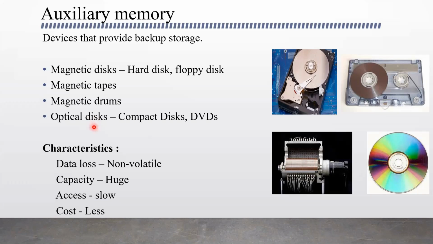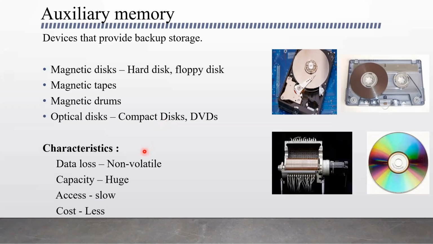And optical discs, such as compact discs, CDs and DVDs, what we are using nowadays, mostly. Even the hard disk we use is fixed in the computers, and this compact disc, CD, we are using nowadays. So these are optical discs. These are the commonly used auxiliary storage devices.